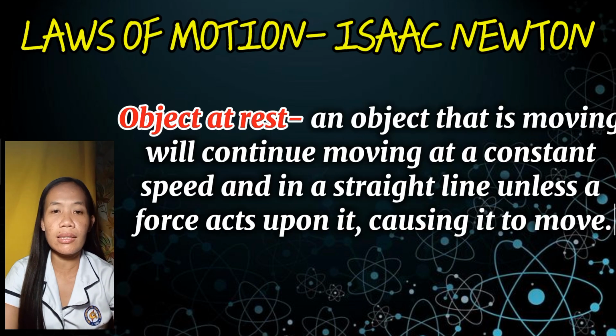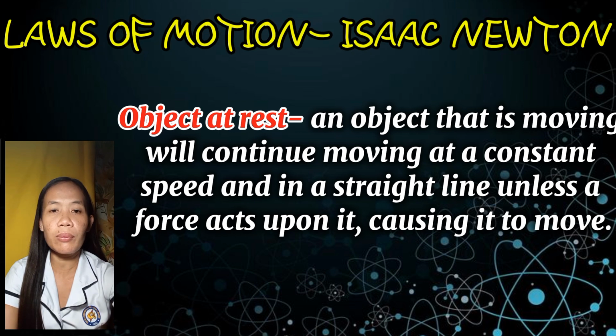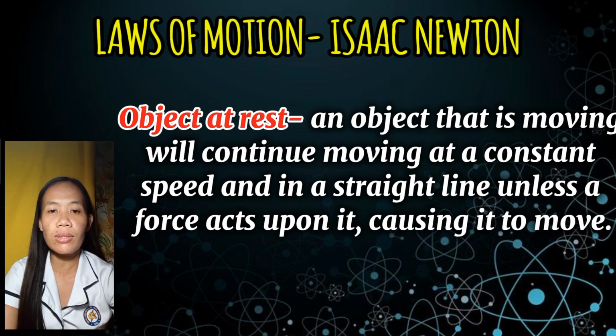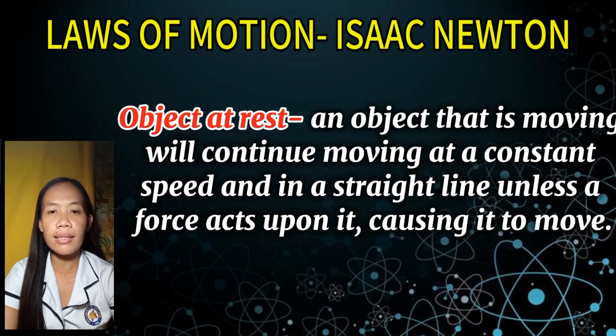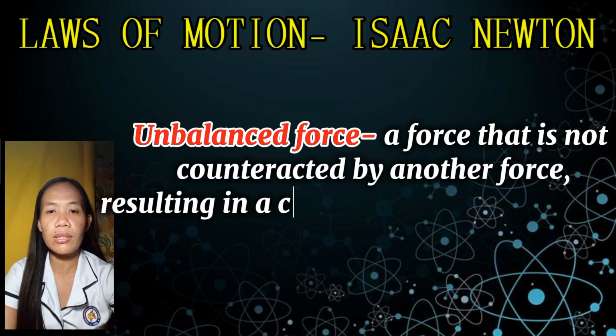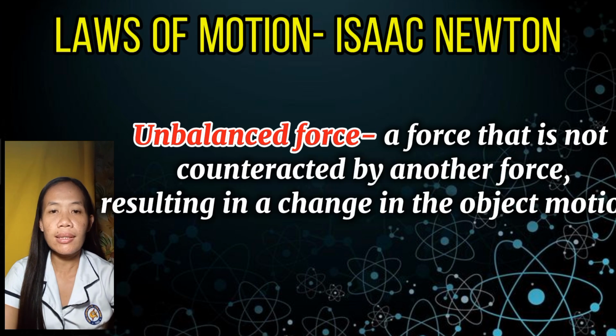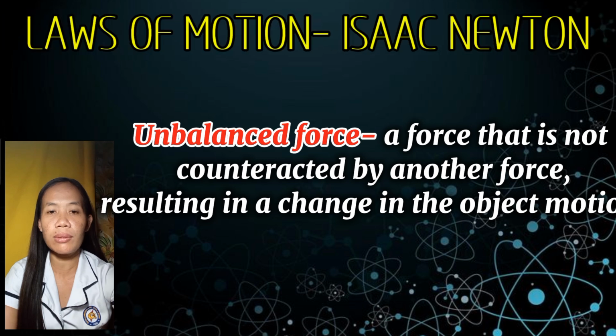An object at rest stays at rest, and an object that is moving will continue moving at a constant speed and in a straight line unless a force acts upon it, causing it to change its motion. An unbalanced force is one that is not counteracted by another force, resulting in a change in the object's motion.